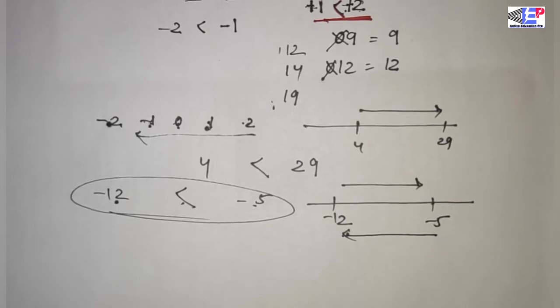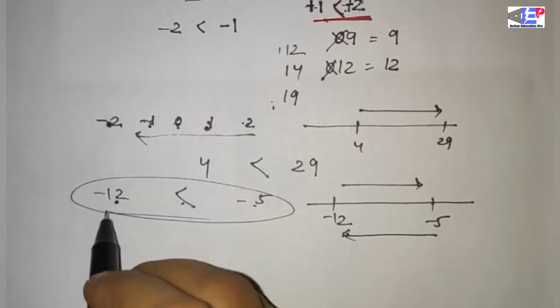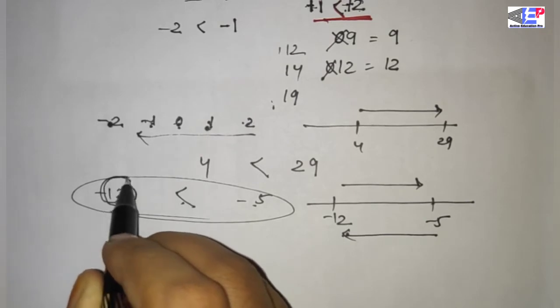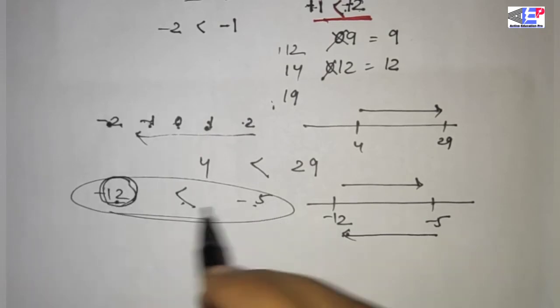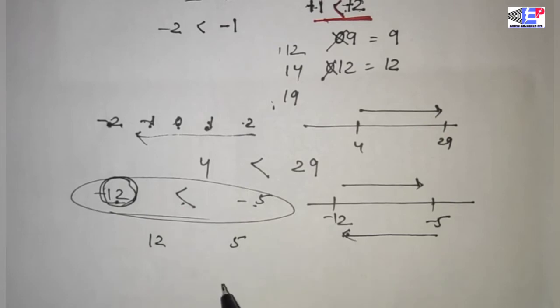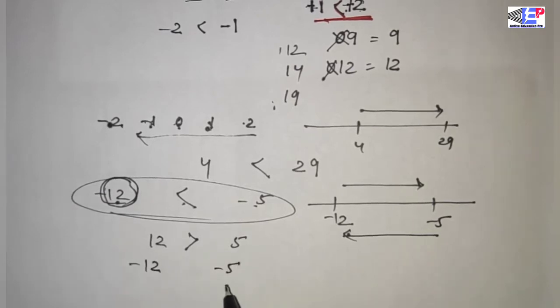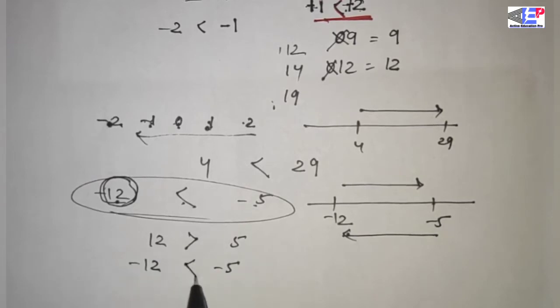Another important thing here: in the case of negative integers, you have to look at the numerical value. The numerical value means, look here, except the sign, these are the numerical values. This is 12 and this is 5. Which is greater? 12 is greater. Normally, if you consider positive integers, then 12 is greater than 5. But in the case of negative integers, it becomes the opposite. The result is completely reversed, meaning -12 is less than -5.